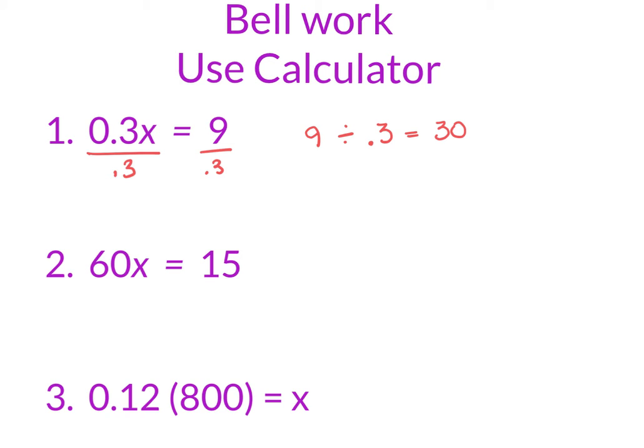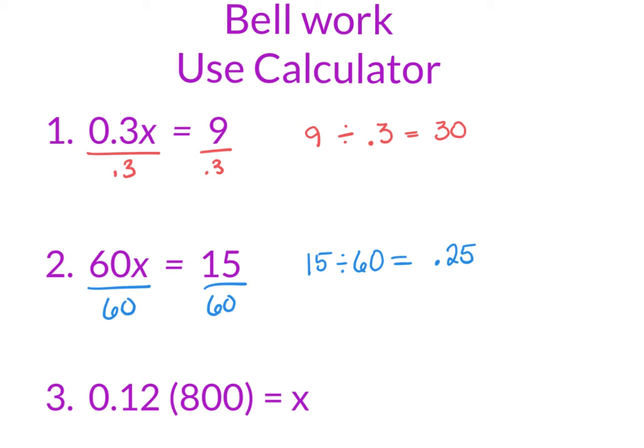All right, let's look at the next one. What should we have done here? Divide by 60, right? So you're going to divide both sides by 60. And since we're using a calculator, it would have given you a decimal. Divided by 60, you should have gotten 0.25, 1/4 there.